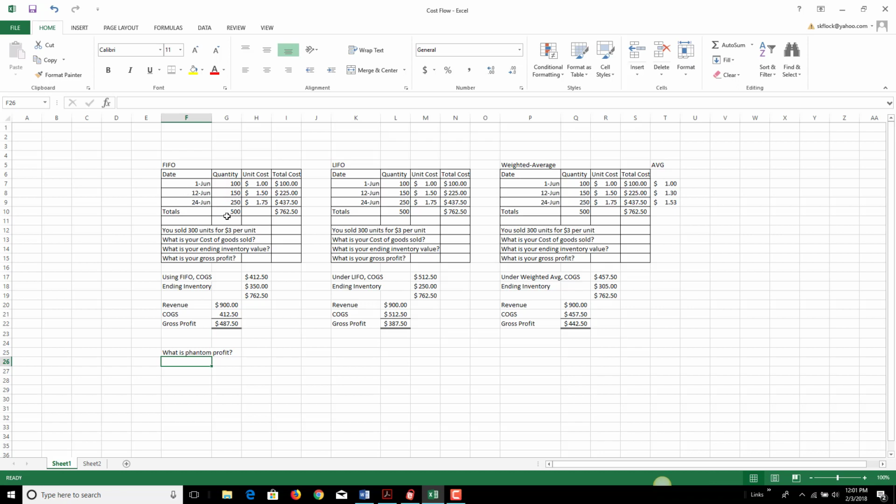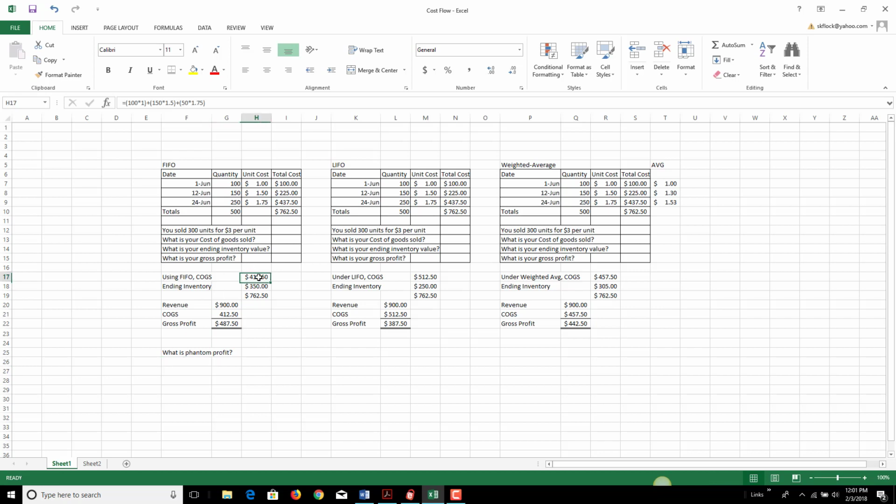So these are all the units we bought. We bought 500 units, and these are the varying costs that we paid for the units for a total cost of $762.50. So if we sell 300 units for $3 per unit to our customers, we want to determine what is our cost of goods sold, what is our ending inventory value, and what is our gross profit.